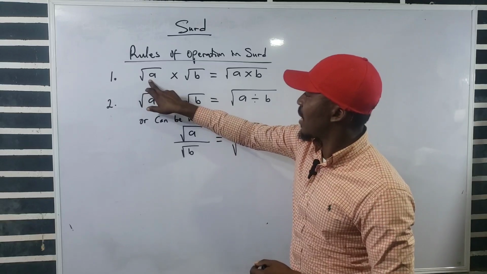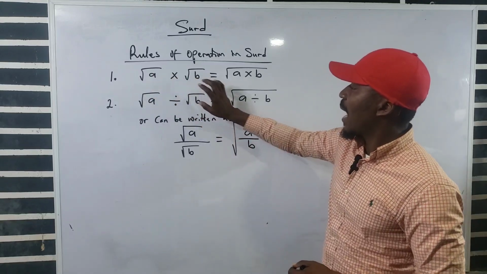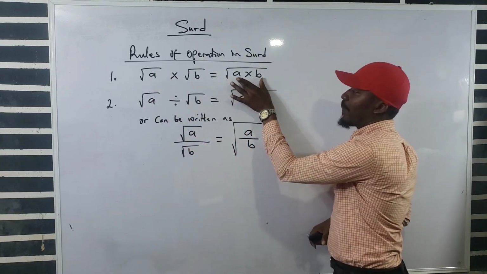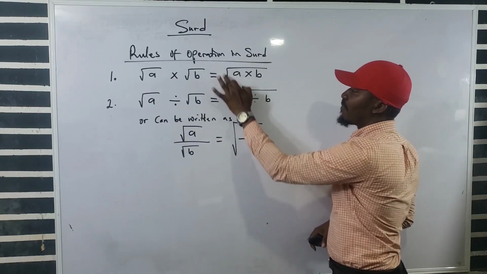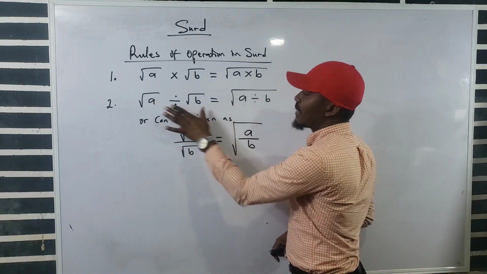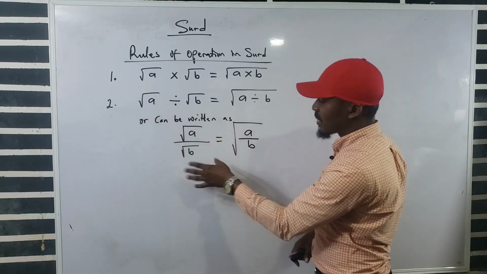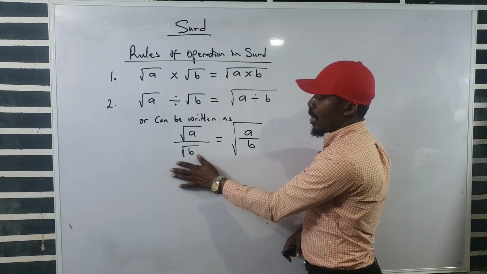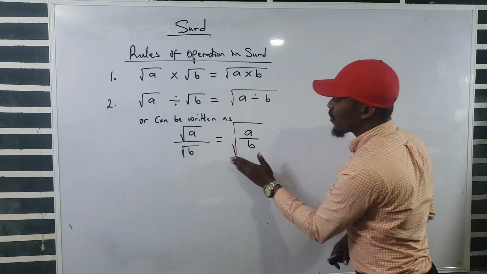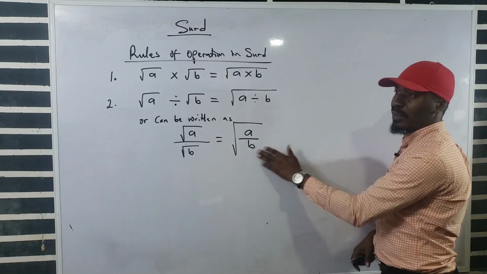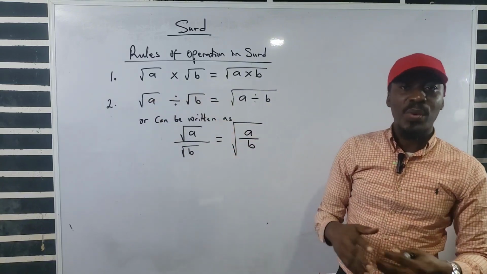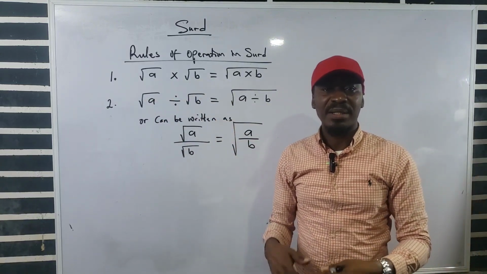If I have sword A times sword B, I can as well bring the two numbers together and apply my multiplication, then have my square root. Also, for division, I can as well do that. Now, I have written this in different form because most time this is what we'll be seeing. So what it means is that sword A divided by sword B is the same thing as sword A over B. That means we can actually multiply two swords. We can actually divide two swords.